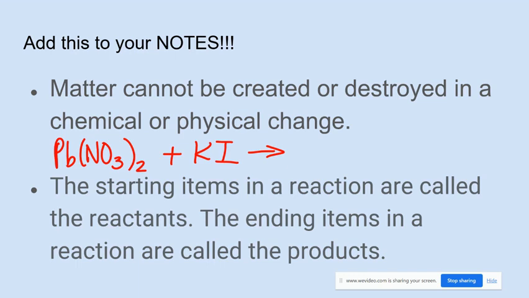Okay, so we are going to start out with stuff in a chemical change. We're going to start out with these things in the beginning here, the lead nitrate and the potassium iodide. And I will teach you how to know what these symbols and what these names are and everything. We're going to get to that. Those things are called reactants. So the stuff that you begin with is a reactant.